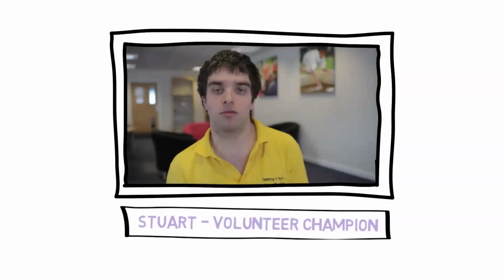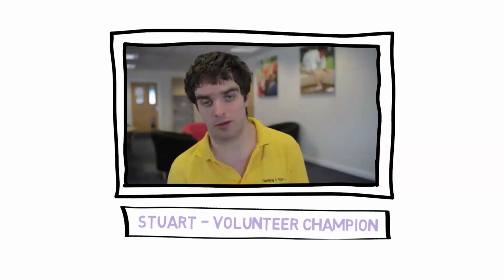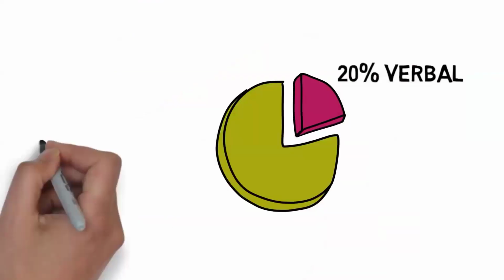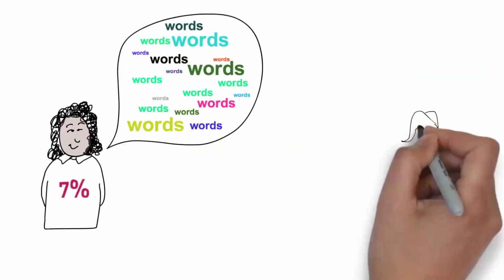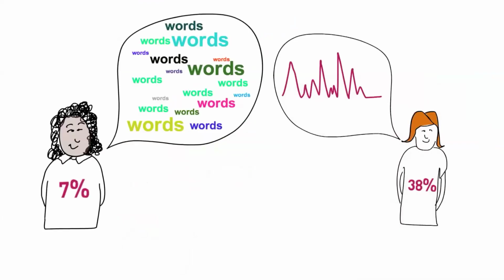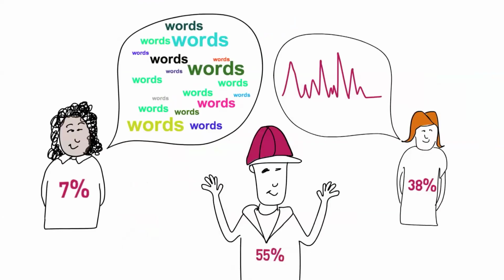Ray Birdwhistell was a behavioural psychologist. He was one of the first people to study body communication in the 1940s. His studies found that 20% of communication is verbal, 80% of communication is non-verbal. Words are 7% helpful or effective, tone of voice is 38% helpful or effective, non-verbal clues are 55% helpful or effective.